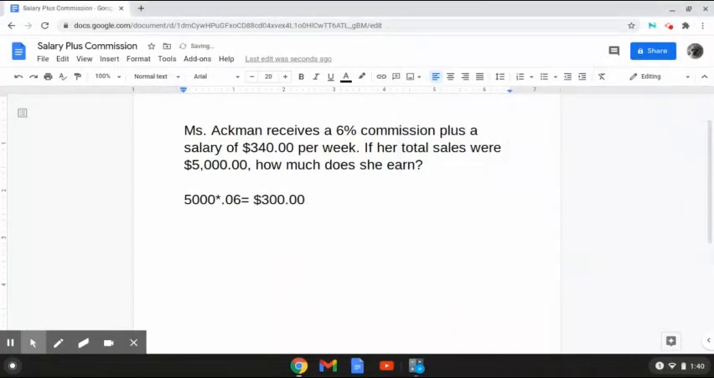Then, from here, we need to add this amount to the salary. So 300 plus 340, and I can just do that in my head. That will give us 640. So, Miss Ackman will earn $640. And that is how to solve this problem. So I'm going to be doing one more with you guys.